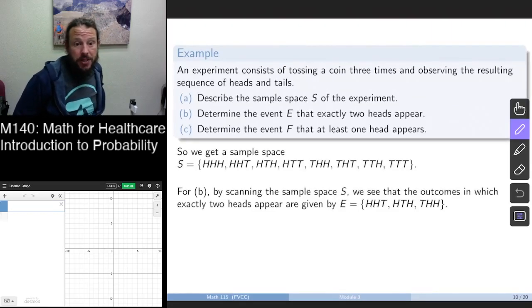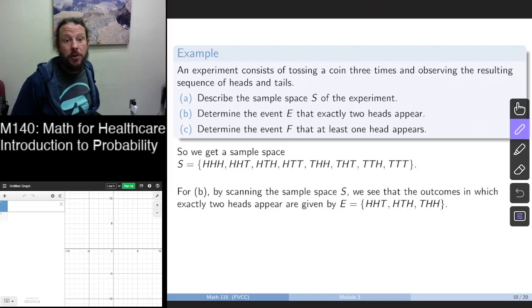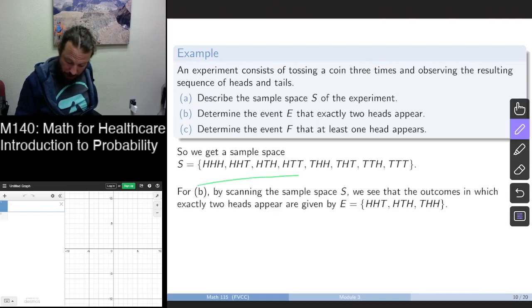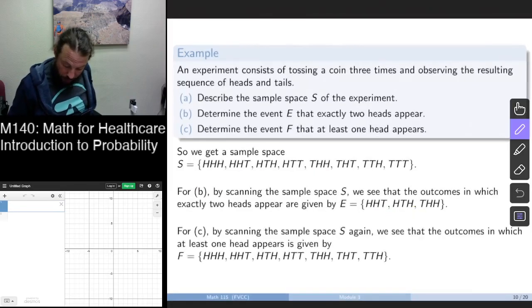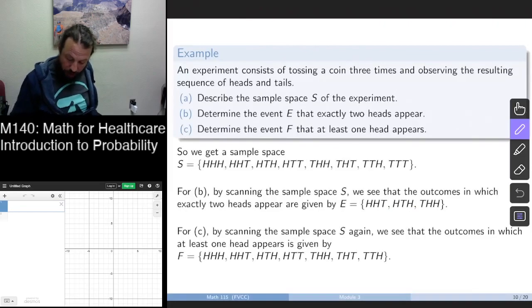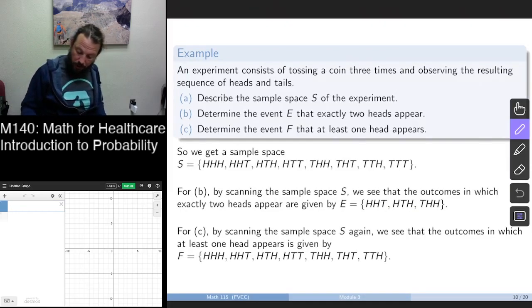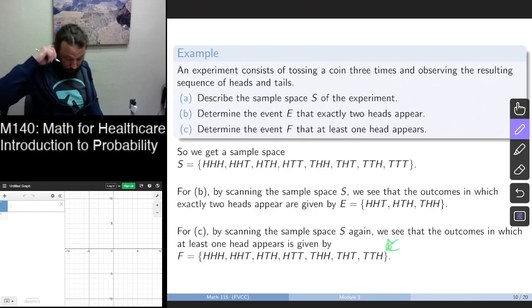For B, by scanning the sample space S, determine the event E that exactly 2 heads appear. We just look through our sample space, and we pick out the ones with exactly 2 heads. And it looks like we got 3 of them that are sitting right there in E. Now, at least 1 head appears. Well, that's everything but the all tails, and so we should have 7 that appear in this set F, or event F.